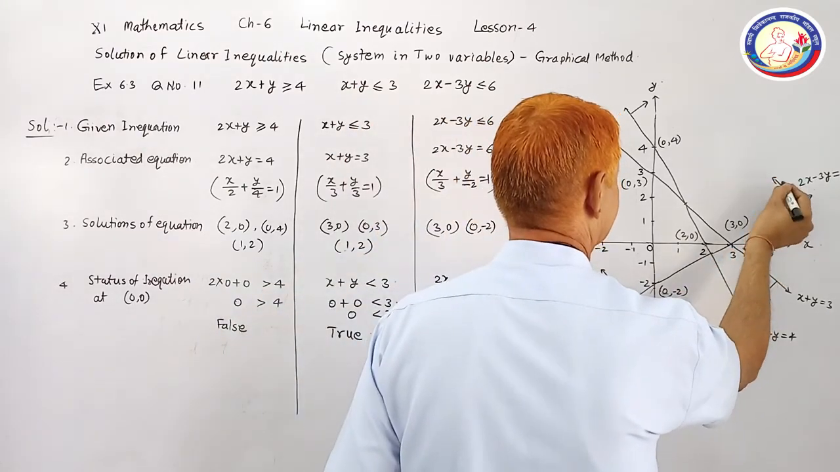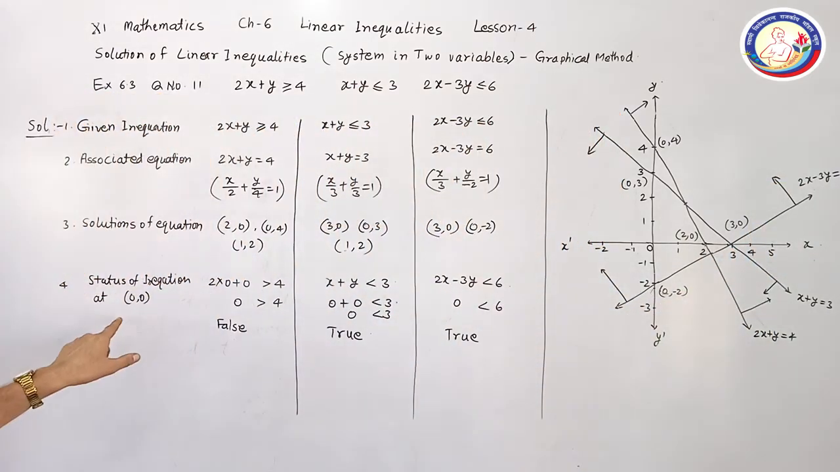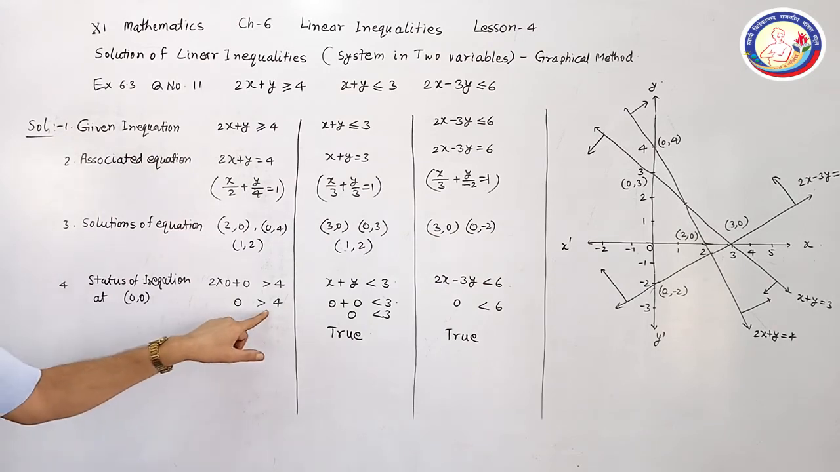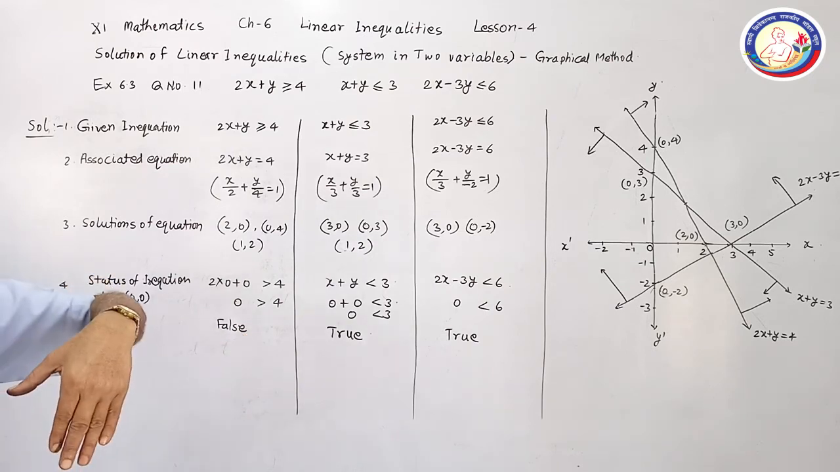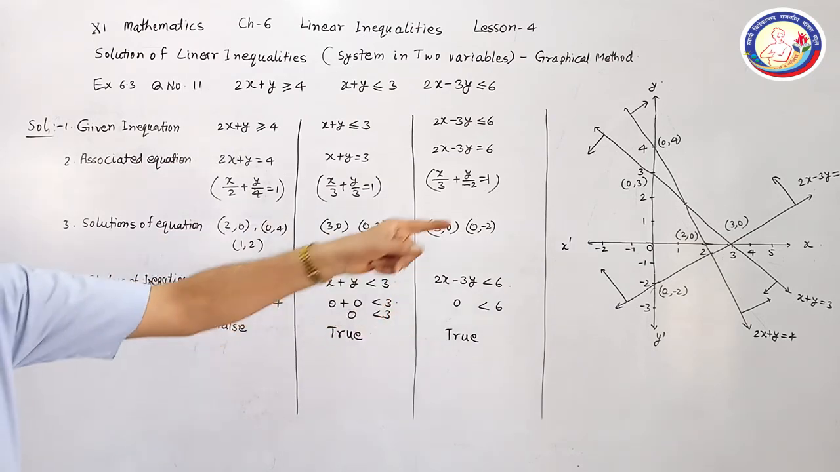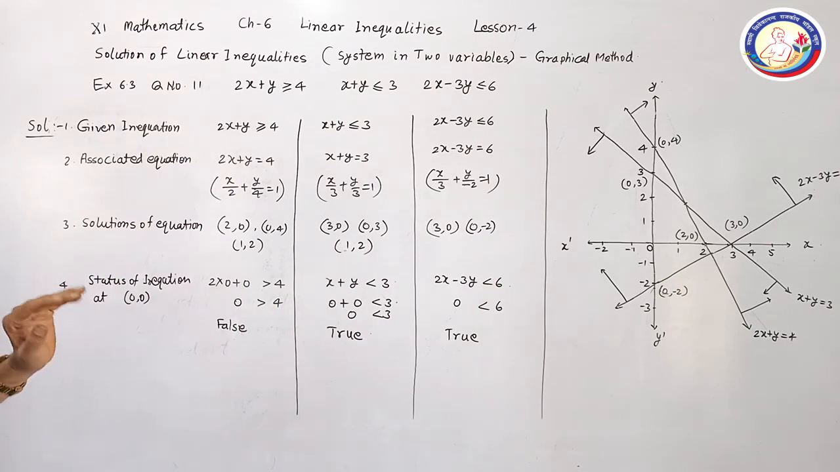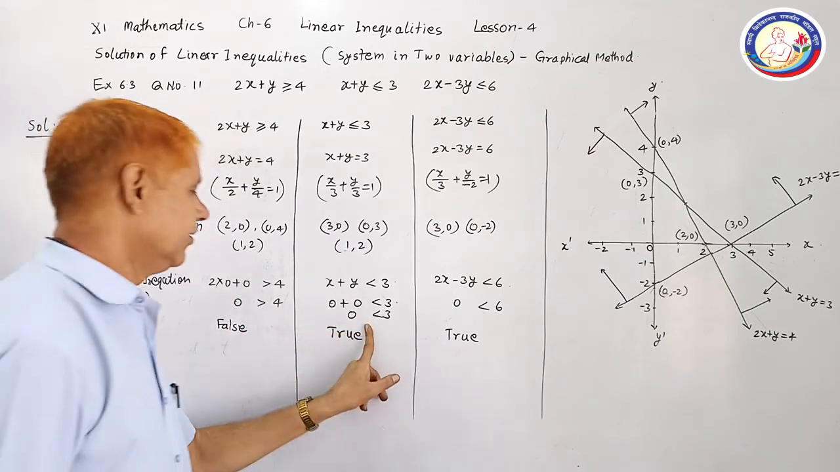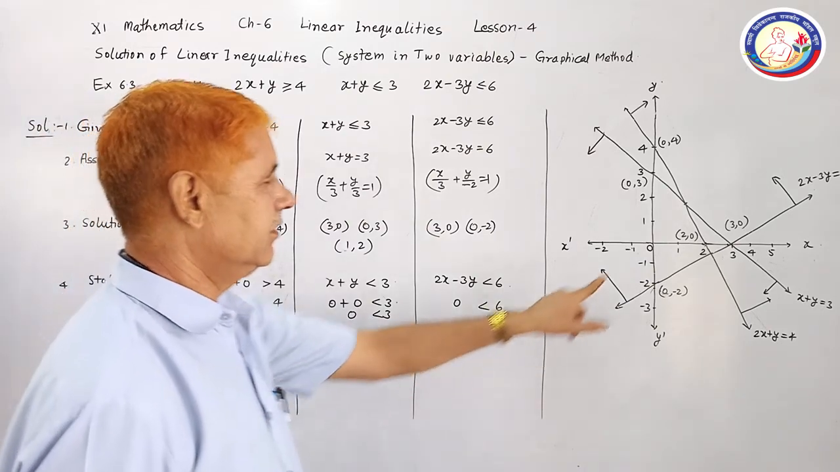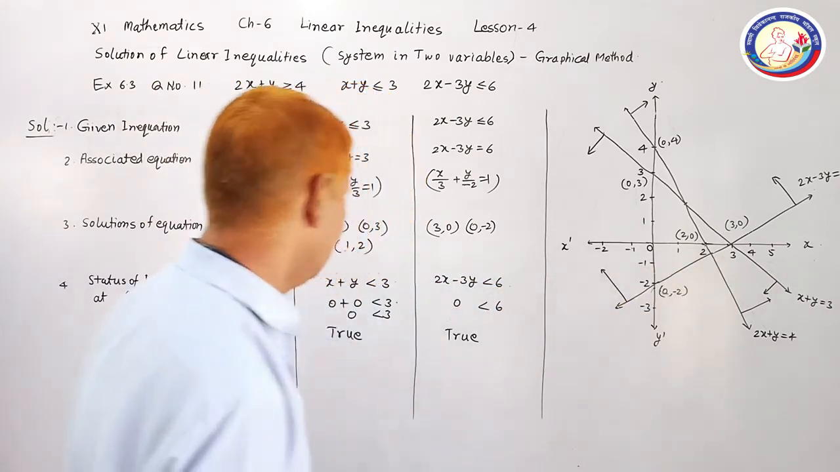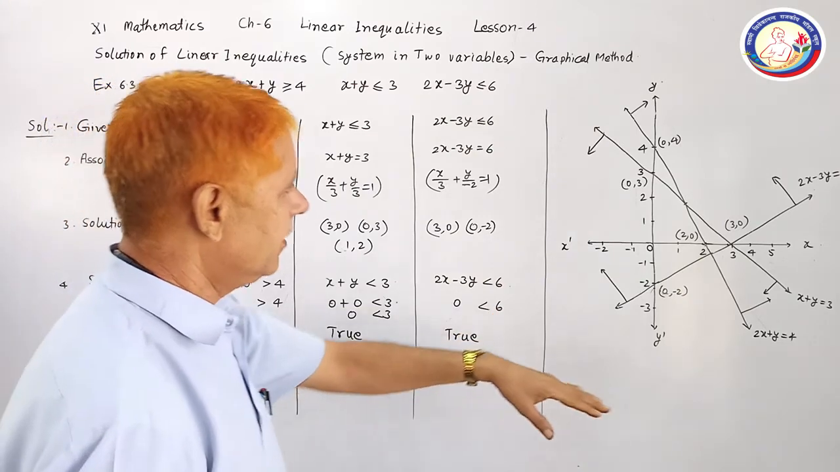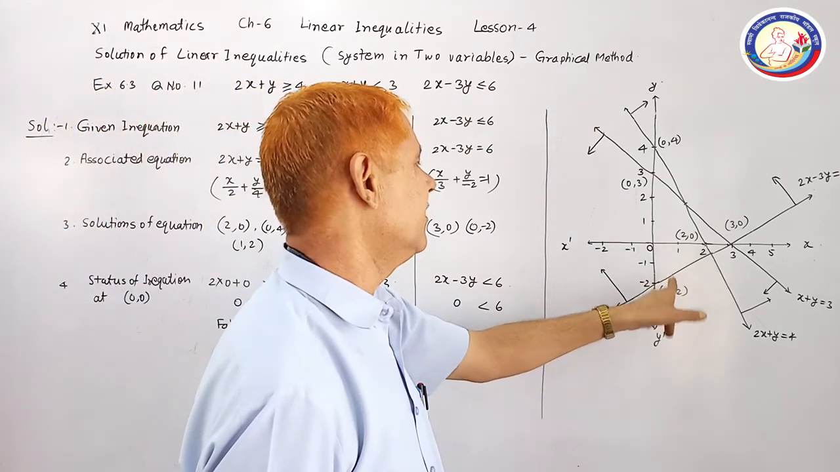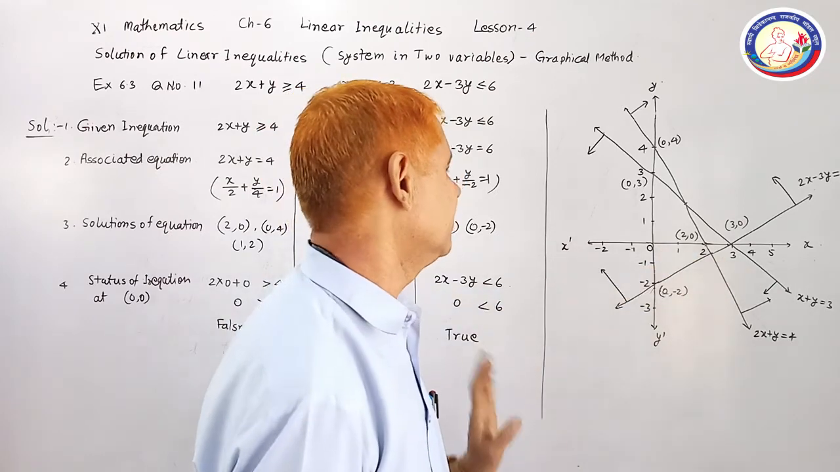How do we decide it? In the inequality put 0, 0. The statement for the first inequality is false, so the half plane not containing the origin will be the solution region. Here the statement is true, so the half plane in which the origin lies is the solution region. Again here also the statement is true, because 0 is less than 6, so the half plane in which the origin lies is the region of solution.